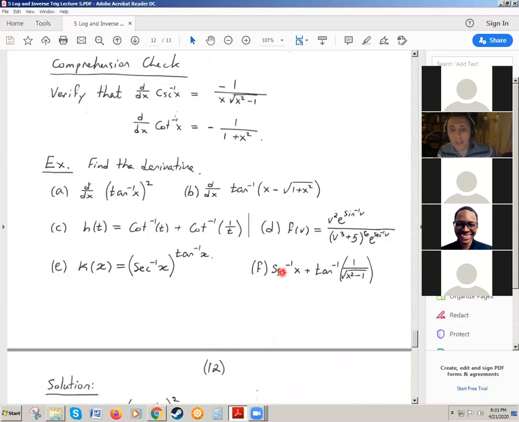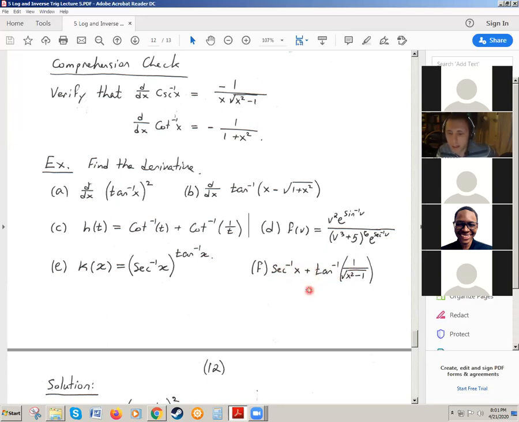Okay? So there are many more of those examples that you might want to try. For example, can you tell me what's secant inverse of x plus tangent inverse of 1 over root of x squared minus 1? Maybe, and afterwards we can call it a day. Just tell me what this number equals. It's a number.